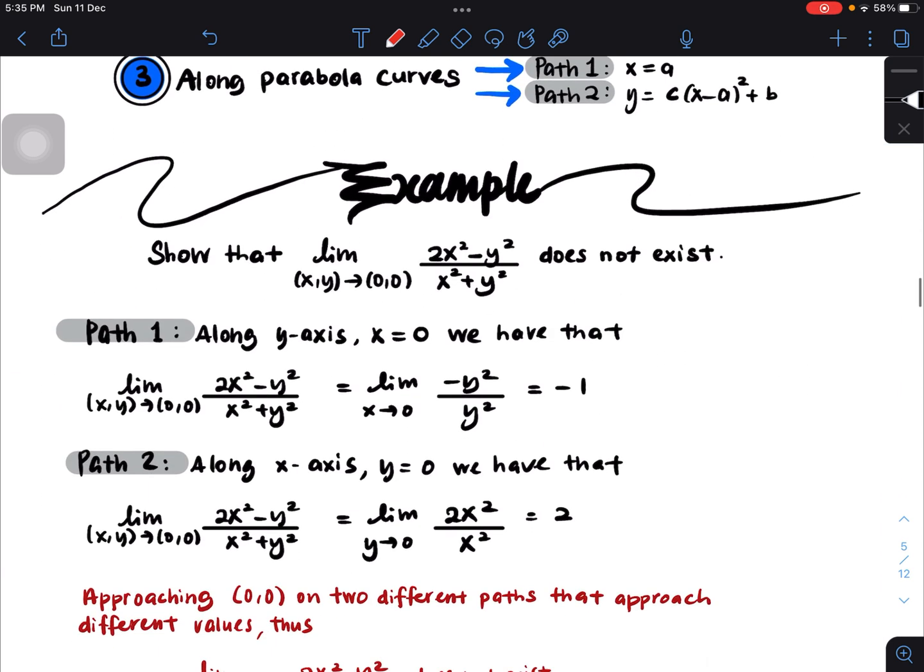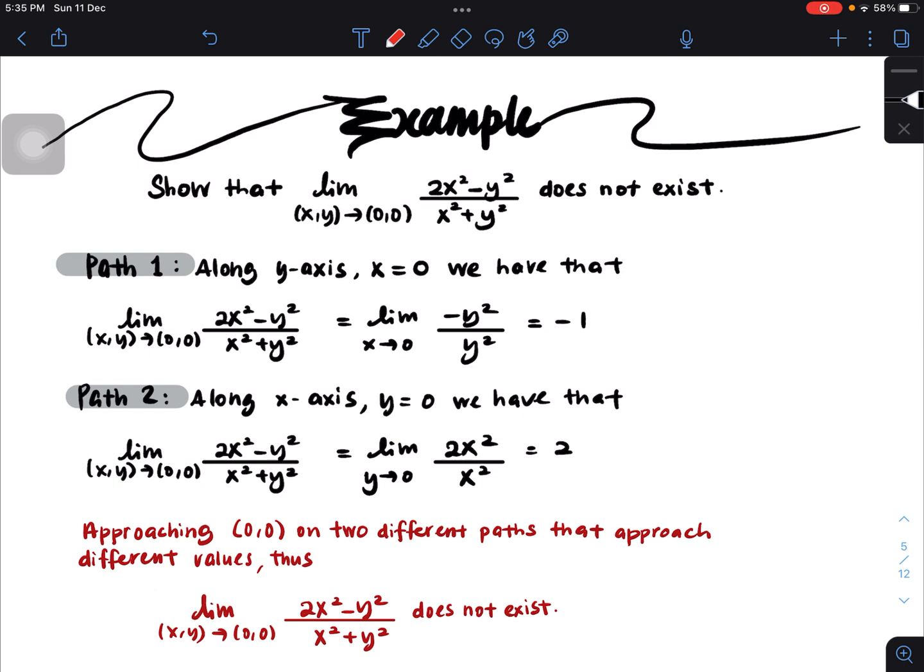So let's see the example here. Show that the limit as (x, y) approaches (0, 0) of the function (2x^2 - y^2)/(x^2 + y^2) does not exist. So he asks us to show that the limit of this function does not exist. This one is a function of two variables.